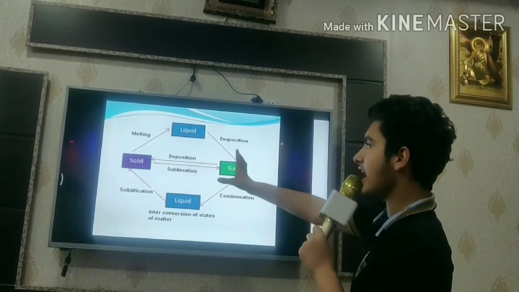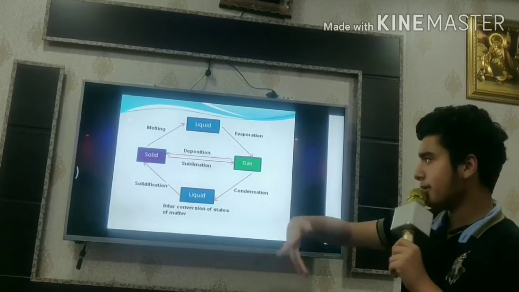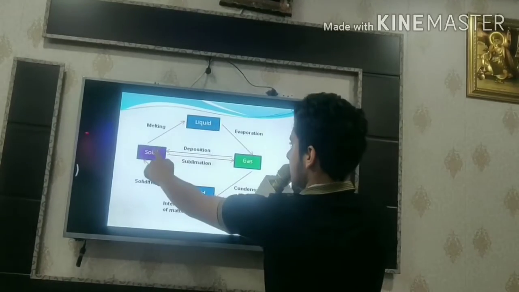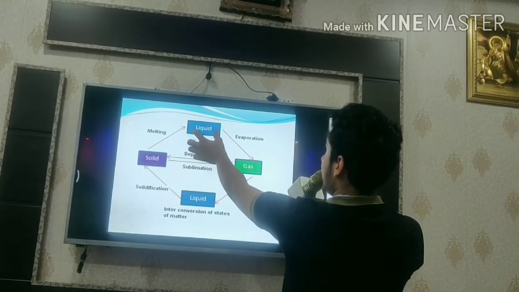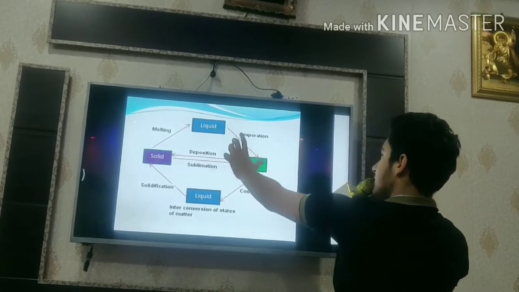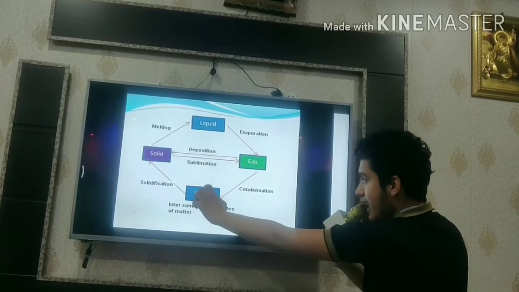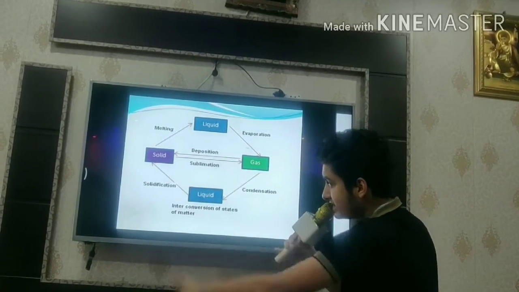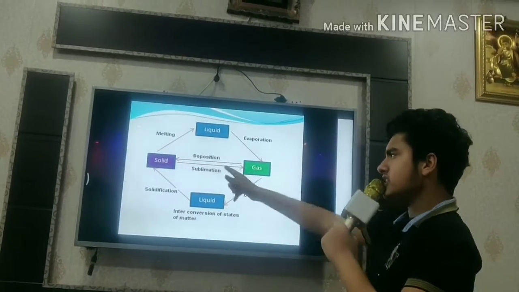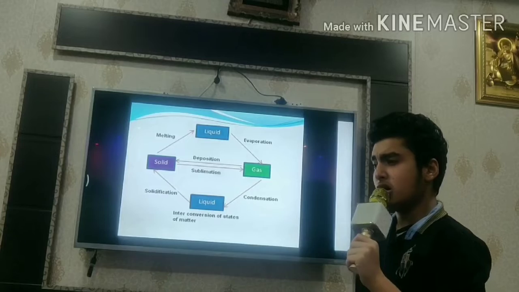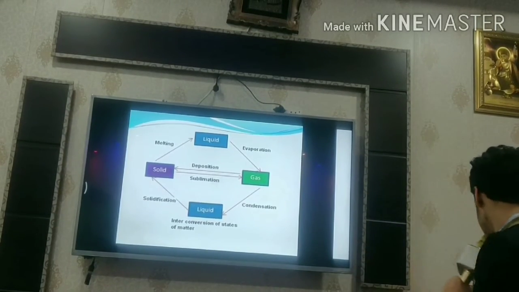So this is the diagram. I want to show you this so that it is more understandable to you. See, melting of solid: when we provide heat, it melts into liquid. When we provide heat, it evaporates and becomes gas. As we decrease the temperature, it condenses into liquid. And when we decrease the temperature of a liquid, it solidifies, that is, it becomes ice. This is deposition and sublimation. This I will show you in the next video. So let's study further.